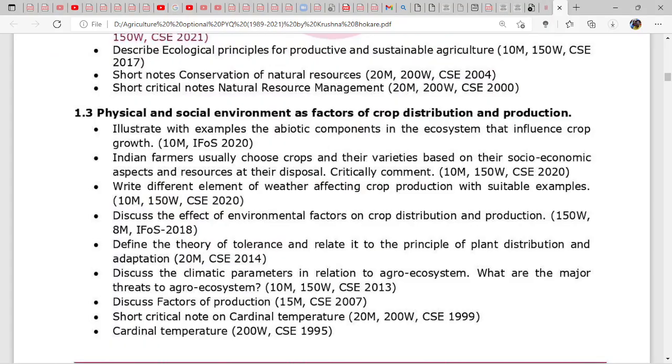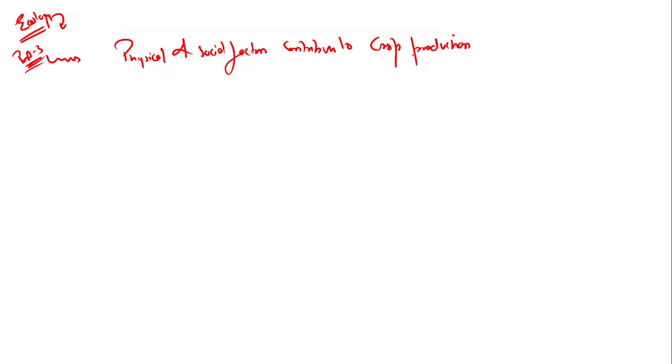We are seeing part 3, which will be related to physical and social factors contributing to crop distribution and production. And one more thing is there, right? Crop distribution and production. See, what we are trying to do is we are completely coming to the topic.